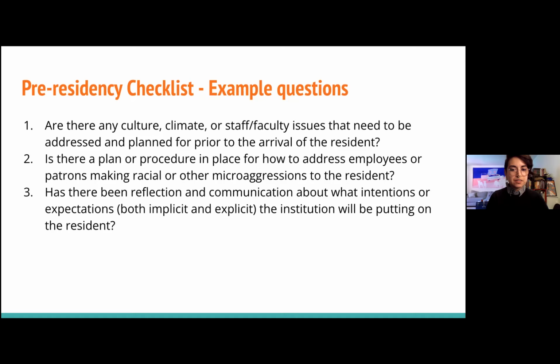A second example is, is there a plan or procedures for how to handle employees or patrons making racial or other microaggressions to the resident? This one's really important. It needs to be planned for because it is going to happen. So having a plan in place is really important and really contributes to that retention aspect.